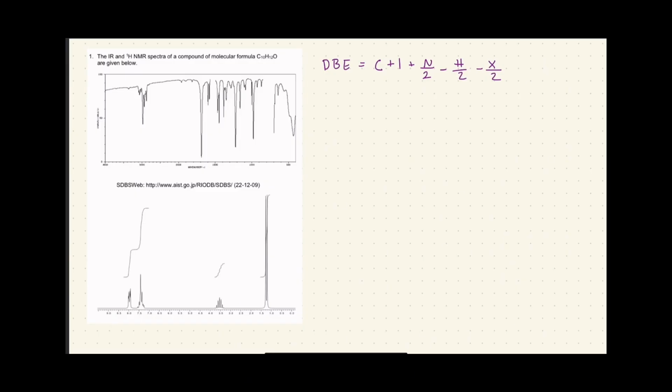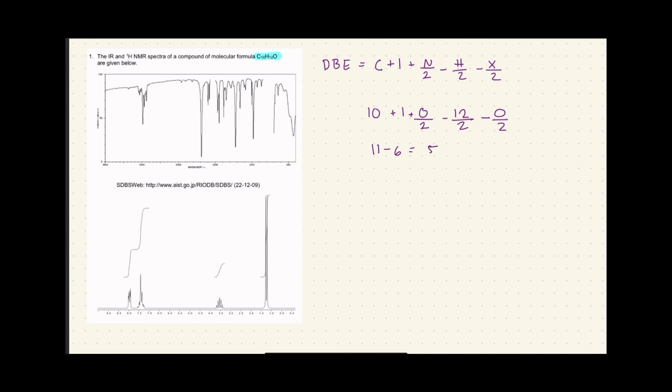So if I look at my chemical formula, I see that we have 10 carbon plus 1. We have 0 nitrogen, we have 12 hydrogen, and we have 0 halogen. This is going to simplify to be 11 minus 6, which is going to be 5.